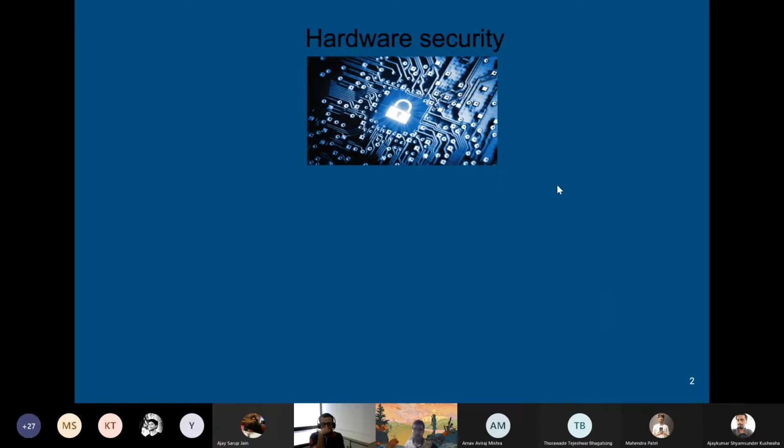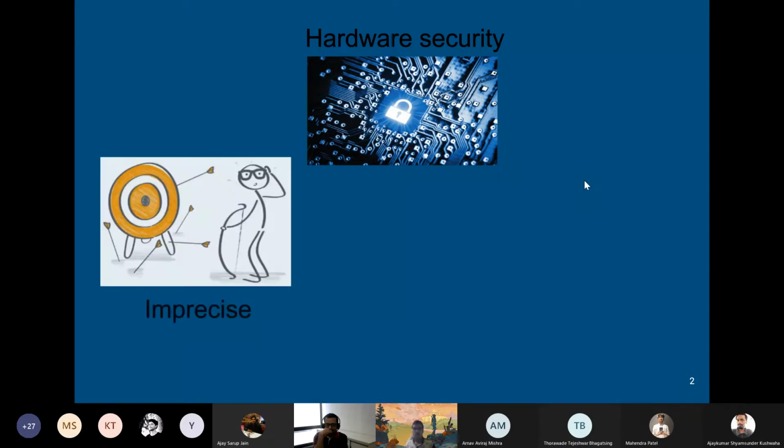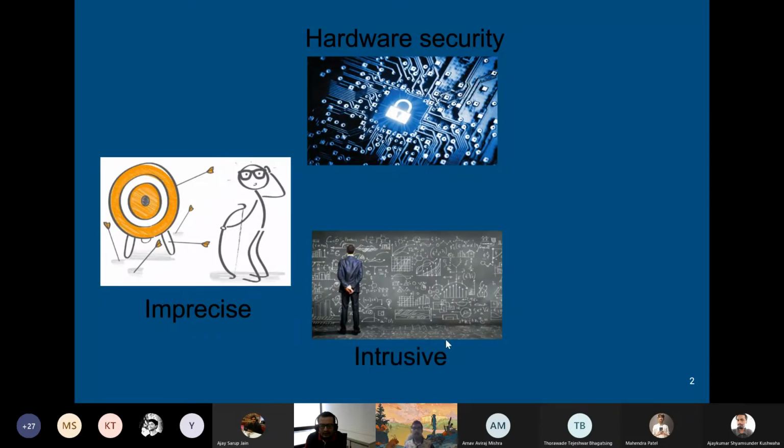So first of all, let's talk about security features in hardware and what their current status is. Some of them are imprecise, probably because there are false positives or false negatives which they are not able to detect and handle properly. What is a false positive here when you talk about hardware security?